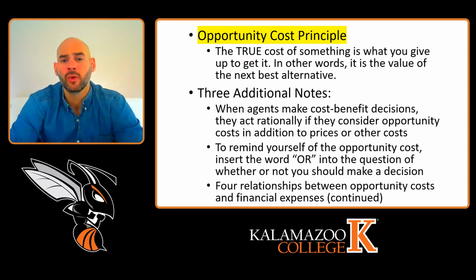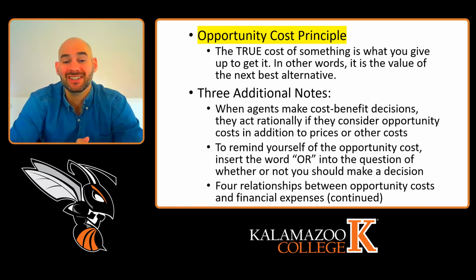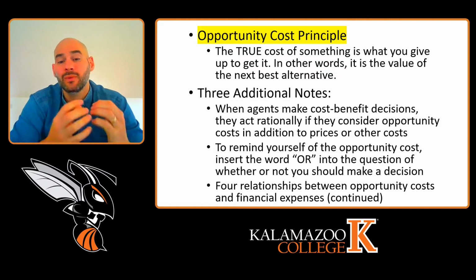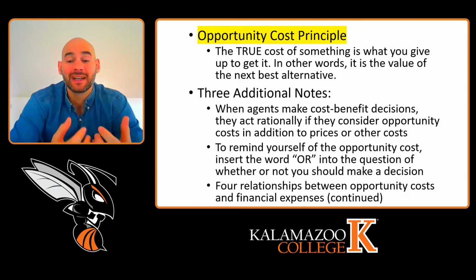And so we're going to make this point a little bit more clear with a graphic on the next slide, and also we're going to return to it a couple videos from now with some more examples. But to provide a little bit more detail now, we would think that when agents make these cost-benefit decisions, they only act rationally when they consider the opportunity costs in addition to the prices or other costs, and that if you want to really highlight the opportunity cost of a decision, then a trick to doing this would be to insert the word "or" into the question of whether or not you should make a decision.